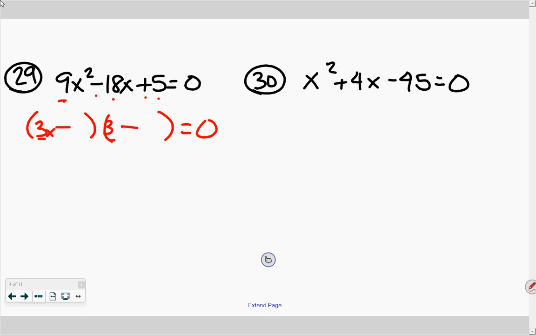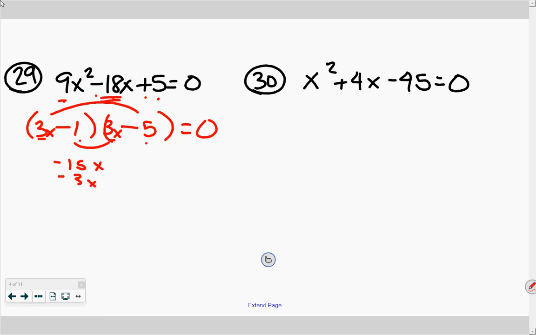Okay, and I'm going to split up my x's. And then my factors of 5 go in the second spot. Well, the only factors of 5 are 1 and 5. I'm just checking this to make sure I did it right, because I need to get a negative 18. So if I distribute that to check it, that would give me a negative 15x. That gives me a negative 3x, which gives me a negative 18x. So I know I did it right.